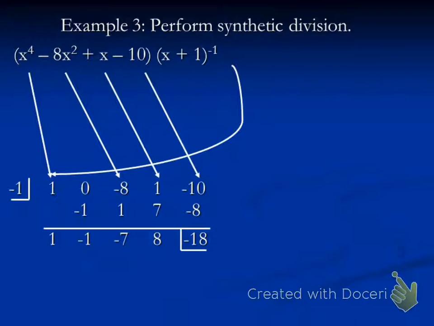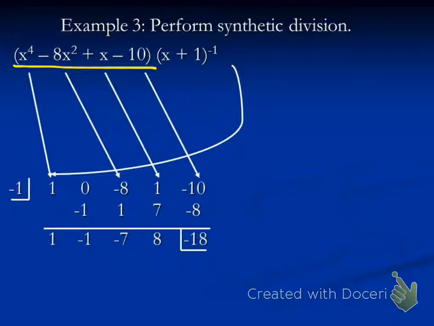What is negative 18? It's the remainder. What else is it? Just a reminder, negative 18 is also the value that you get out of that function if you substitute negative 1 for x. Negative 1 to the 4th minus 8 times negative 1 squared plus negative 1 minus 10 is negative 18. The synthetic division process gives you that, and we'll look at that tomorrow with the remainder theorem, but I just want to keep that in the forefront of your mind.